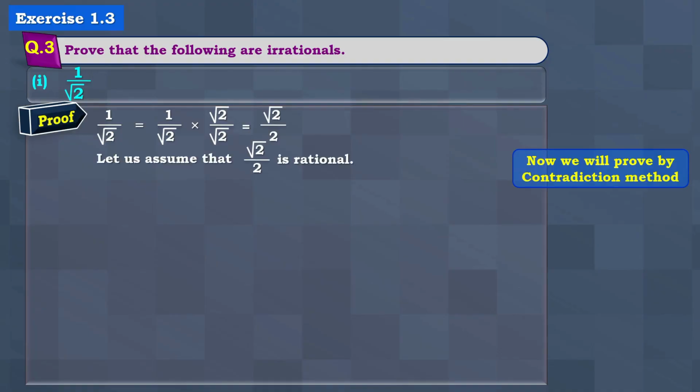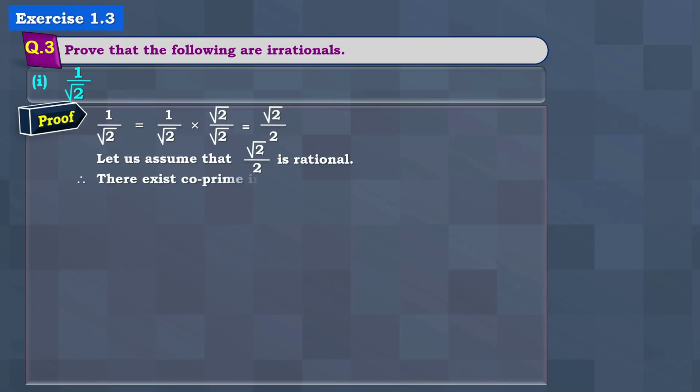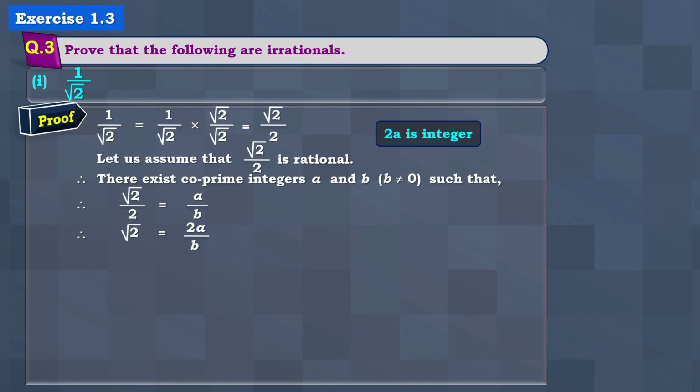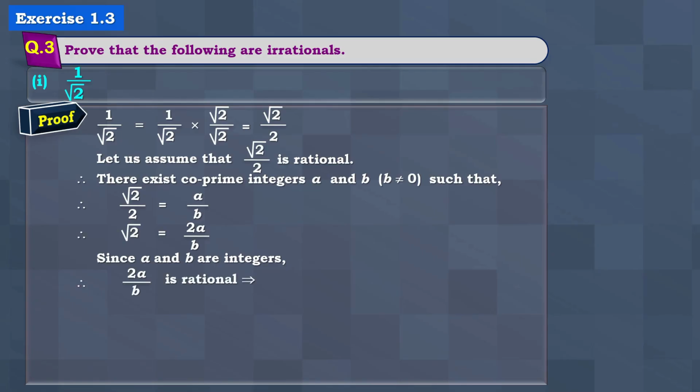If a number is rational, it can be expressed in the form a divided by b, where a and b are coprime integers and b is not equal to 0. So we assume that root 2 divided by 2 is equal to a divided by b. Now multiply both sides by 2. This gives root 2 equal to 2a divided by b. Since a and b are integers, 2a is also an integer. So the right side is a rational number. This means root 2 is rational.